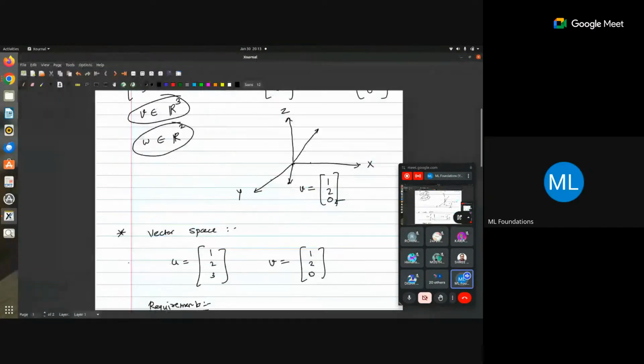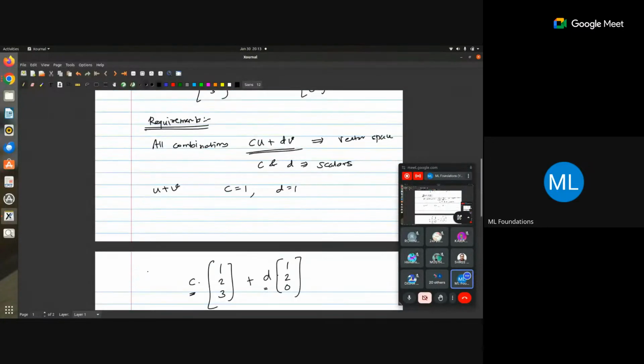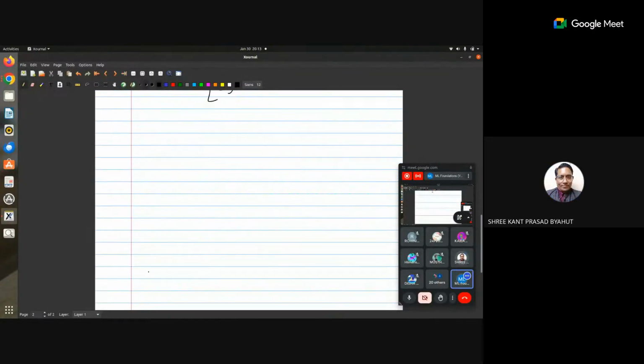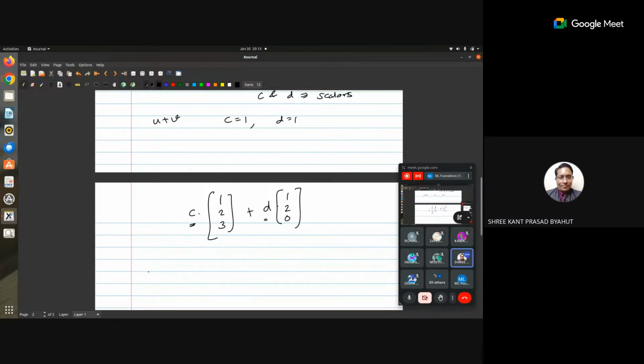Maybe I'll try to show you that in some GeoGebra. Once again, sir, please, the vector space, once again define how it looks in the graph.